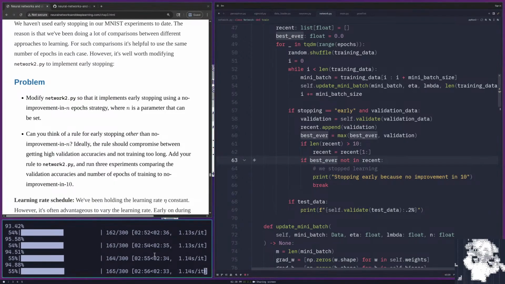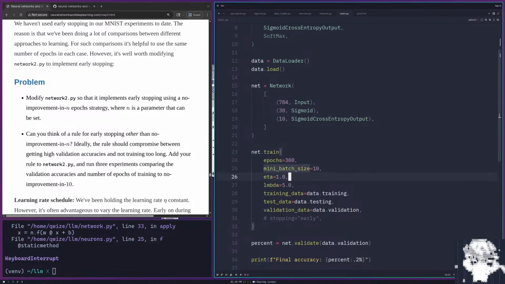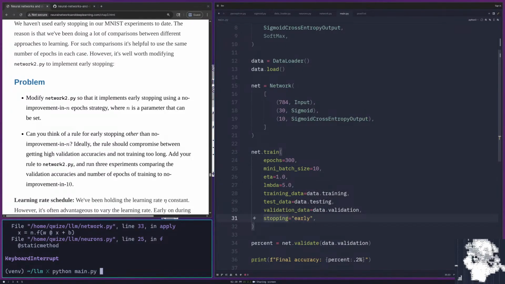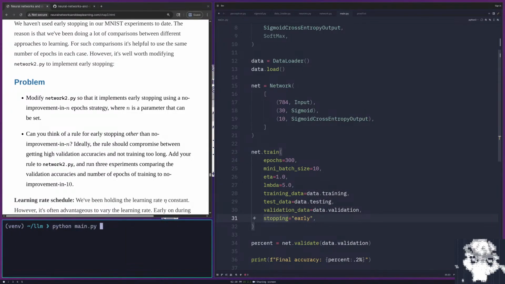I know what I'm doing wrong. I'm not using early stopping. Stopping equals early. Let's try that again.